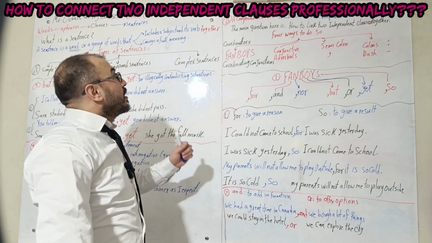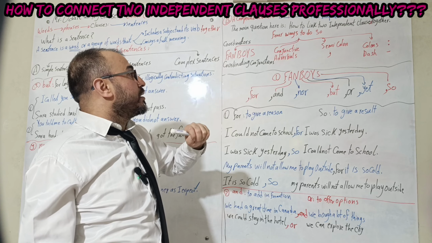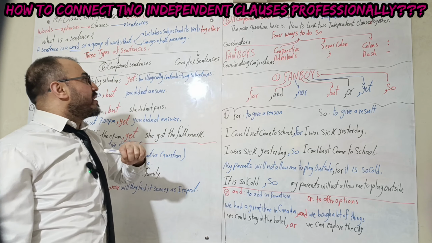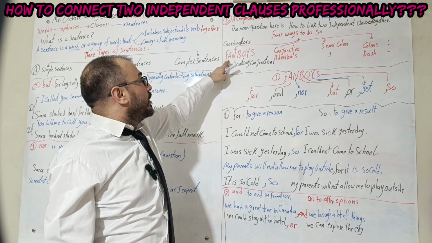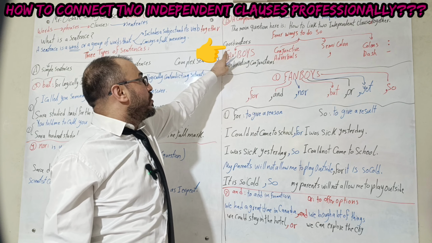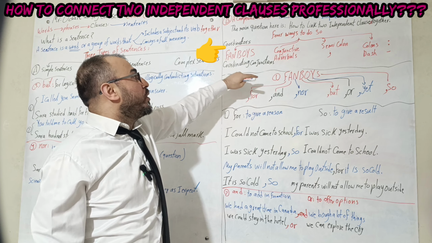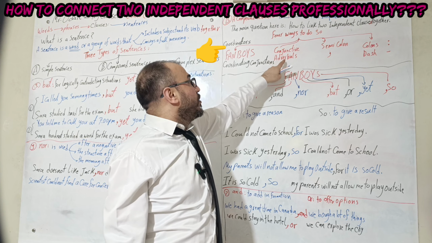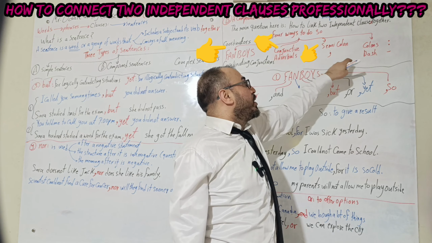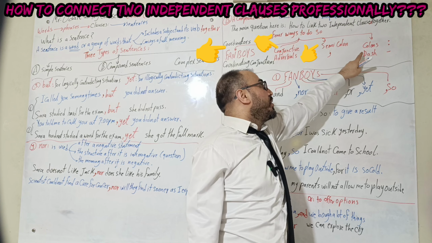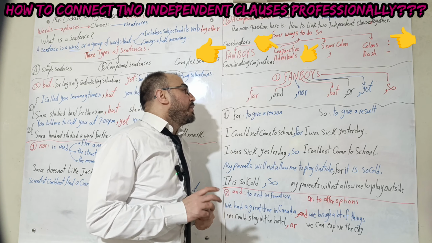Now, my friends, let's answer the question: how to link two independent clauses together in a compound sentence? We have 4 ways to do so, my friends. Today we are going to discuss only the first one, which is using the coordinators, or we call them the coordinating conjunctions, the fanboys. The second one is using adverbial conjunctions, and the third one is using semicolons. The fourth one is either using colons or dashes, which will be discussed in the upcoming classes.